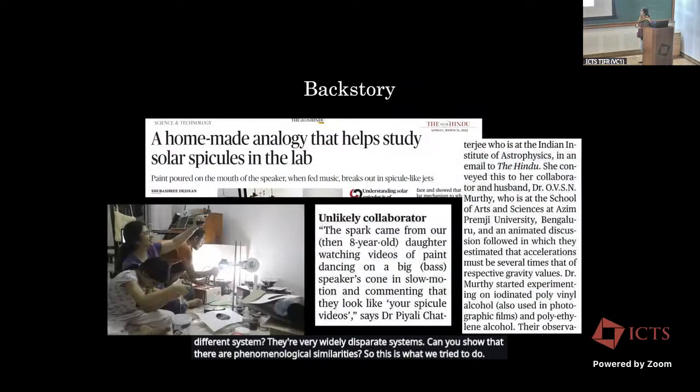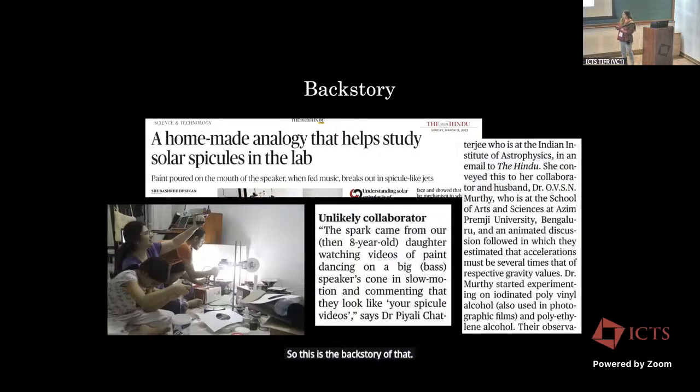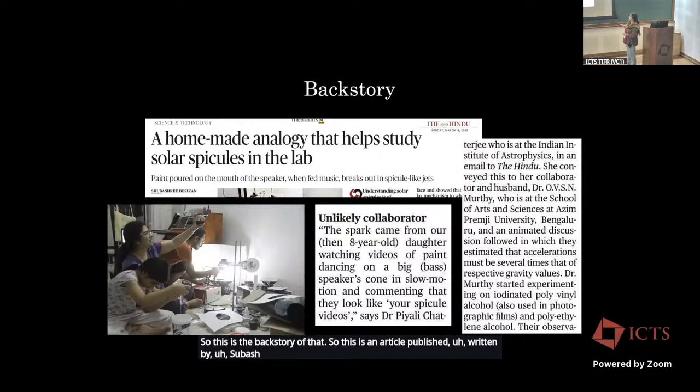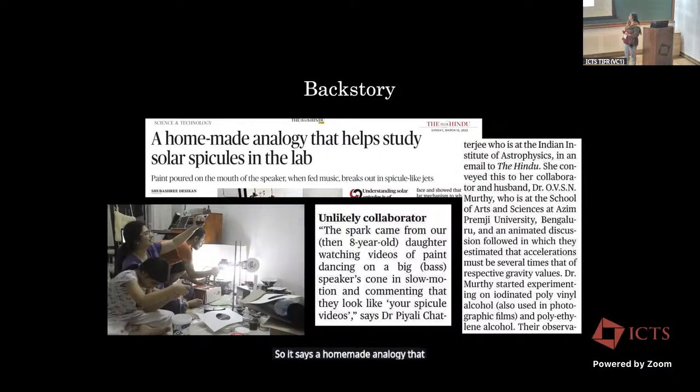So this is the backstory of that. This is an article written by Subhashri Deshikan for The Hindu. It says, a homemade analogy that helps study solar spicules in the lab. The spark came from my then 8-year-old daughter.